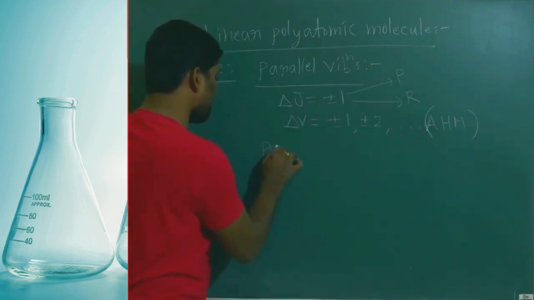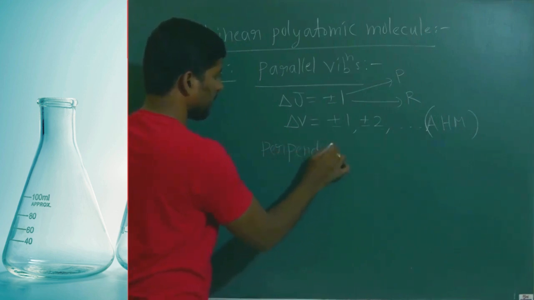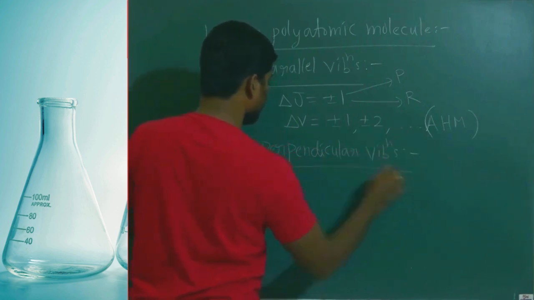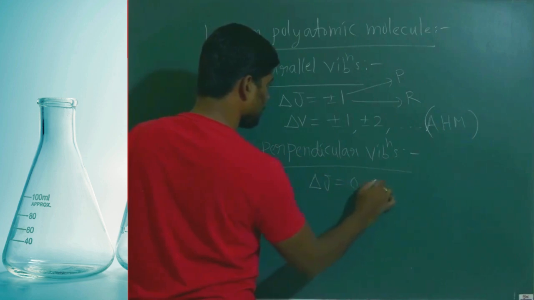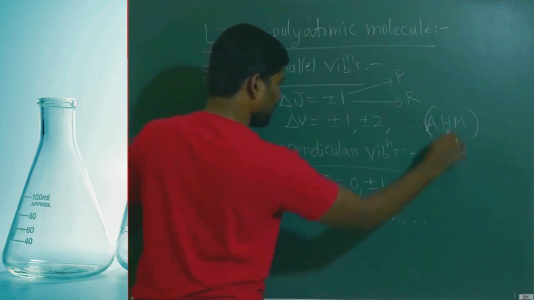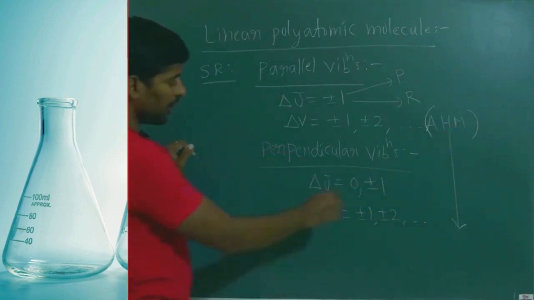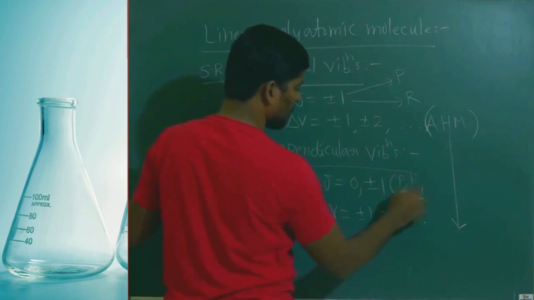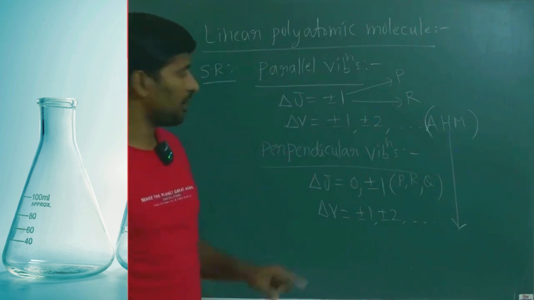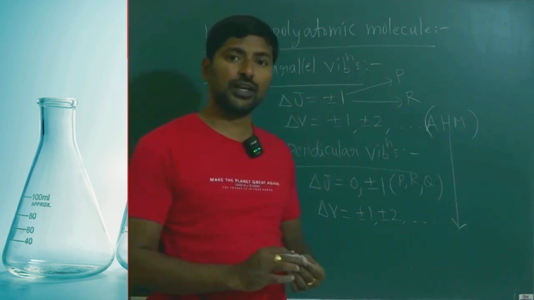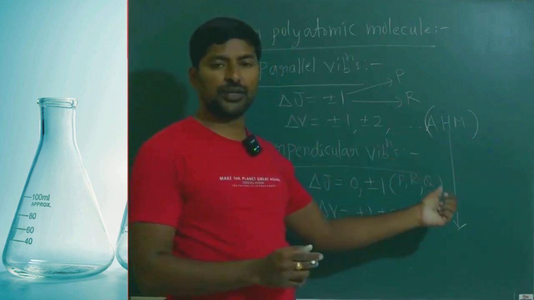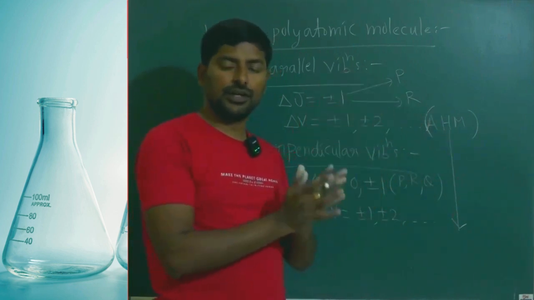Now if you consider perpendicular vibration, for example CO2 bending vibrations, the selection rules are delta J equal to 0, plus or minus 1, delta V equal to plus or minus 1, plus or minus 2, and so on, same anharmonic motion. So here, in addition to the P branch and R branch, we also get what? Q branch lines, and delta J equal to 0 gives Q branch lines. So for parallel vibrations, Q branch lines are absent. Sometimes the data only gives P branch lines and R branch lines.